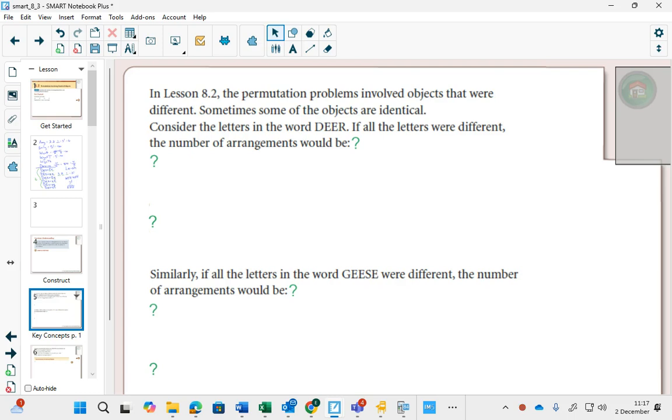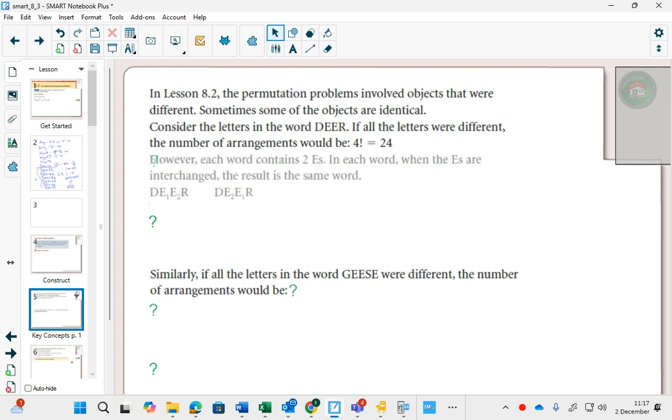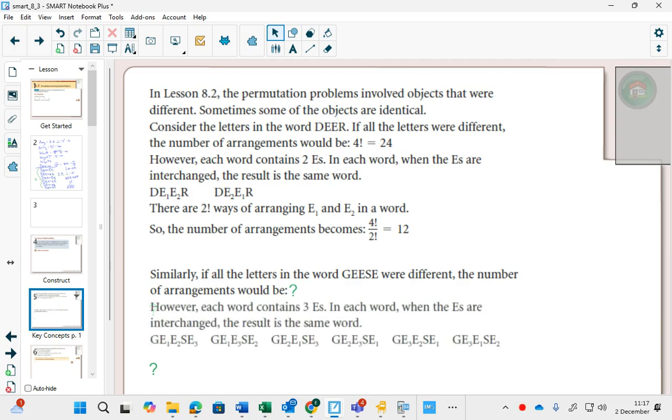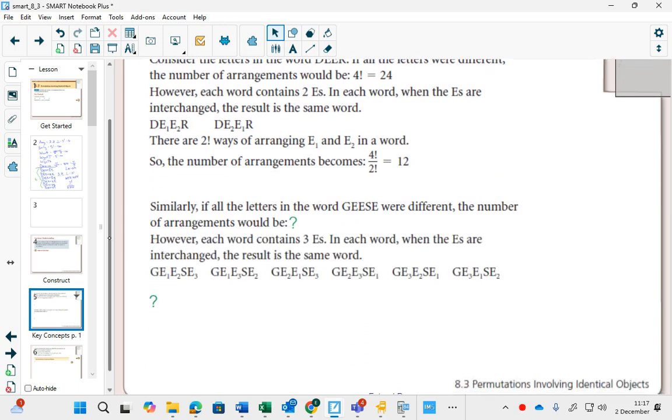So they do the same thing with, normally if you had something like deer, if all 4 letters were different, it would be 4 factorial. But since there's 2 e's that are the same, we divide by 2 factorial and get 12. If you had geese, normally you would have 5 factorial, but because the 3 e's are the same, we have to divide by 3 factorial and get 20.